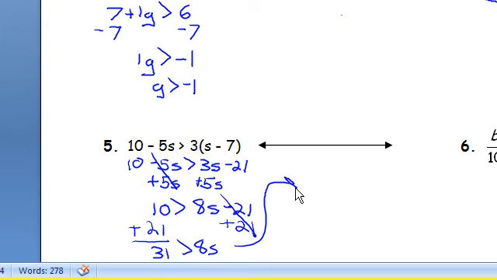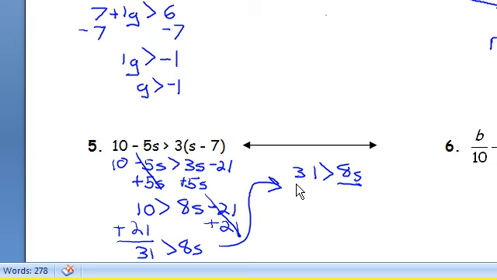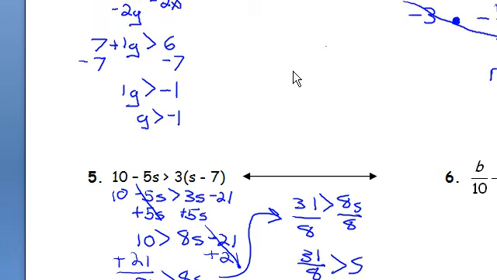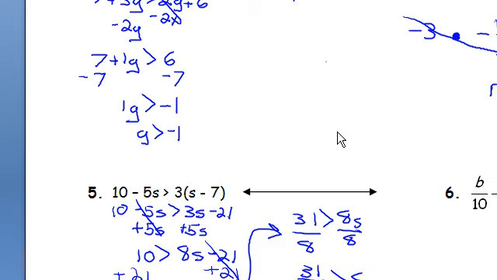So let's see, I'll bring that right up here. Rewrite that. That is 31 is greater than 8s. Divide each side by 8. And that leaves us with 31 eighths is greater than s. 8, 16, 24, 32, so that's almost 4. So you can either come up here and write the fraction 31 over 8, and that's like, I don't know what that is, 3.8 maybe.